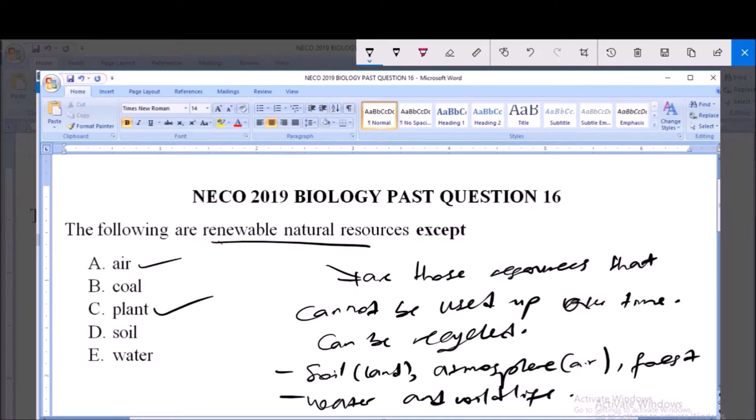It's a non-renewable energy resource because once used up, it cannot be recycled. So therefore, it is non-renewable. And this is the answer to this question.